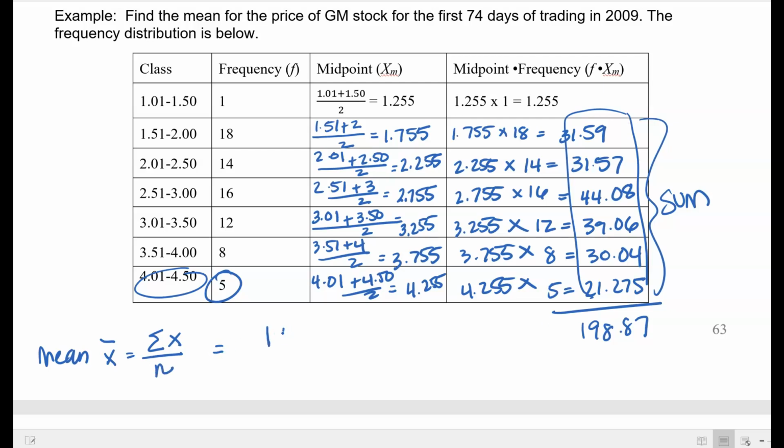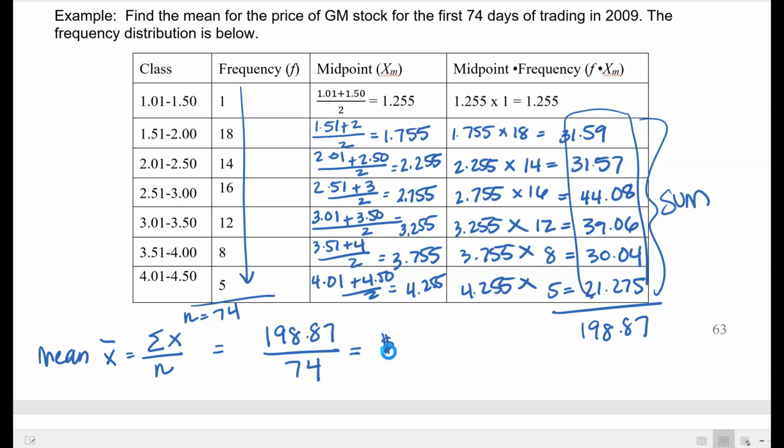So in this case, our sum is 198.87 divided by, well, let's think about what n should be. So what is the total number of values? Well, the frequency column tells us the number in each class. So if we add up all of those numbers in the frequency column, that will give us our n. And if we do that, we get 74. So that's our n, the total number of values we have. So if we take 198.87 and divide by 74, we get, rounded to 2 decimal places, 2.69. And that's the average price of stock.